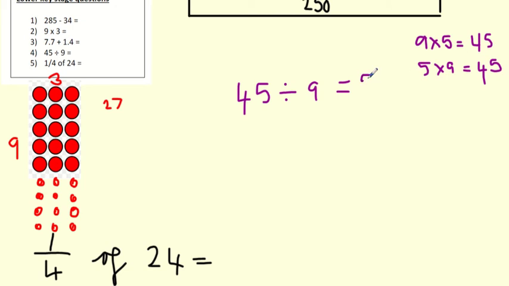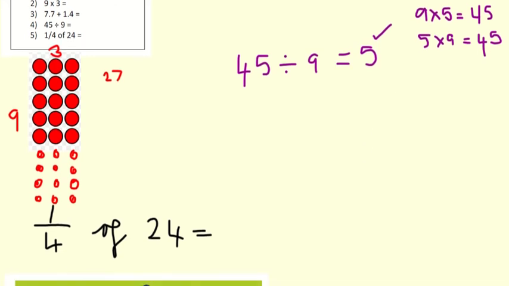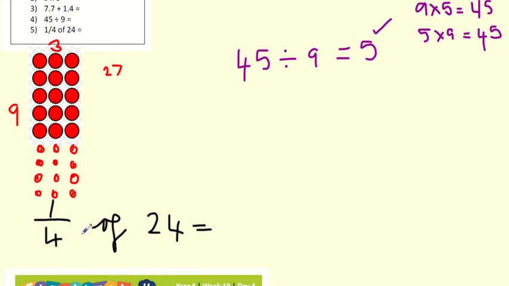There are 5 lots of 9 in 45. So 45 divided by 9 is 5. Give that one a neat little tick if you've got that one this morning. Okay, let's have a look then at 1/4 of 24.